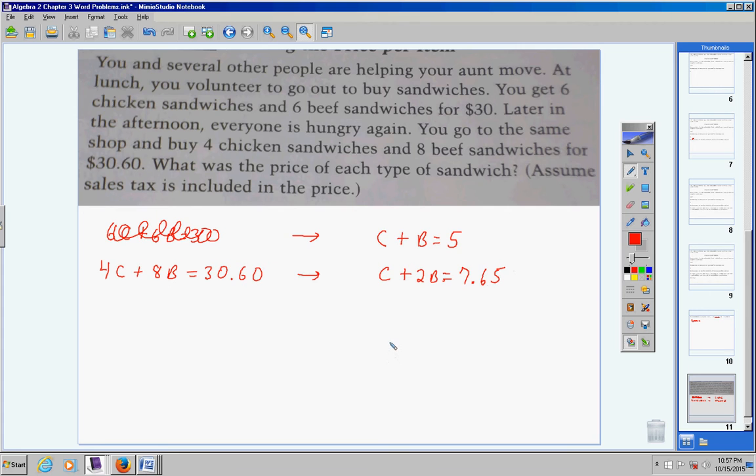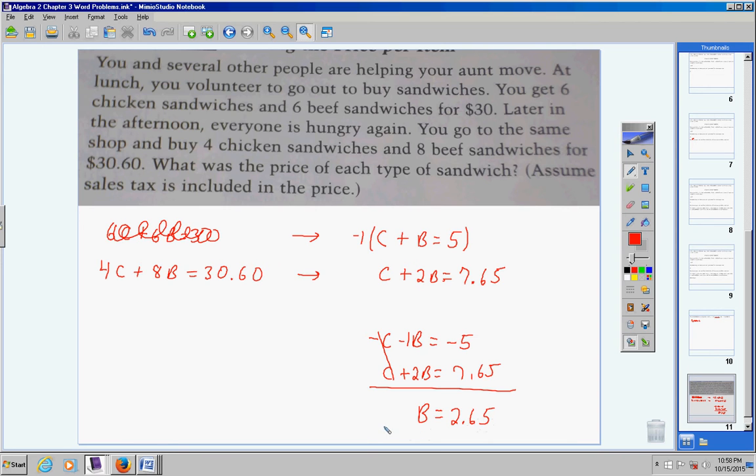In fact, I can solve this now using linear combination. If one of my C's was negative, then my C's would cancel out. So I'm going to multiply the top equation, or the bottom, it doesn't matter, by a negative 1. So when I do that, my top equation becomes negative C, negative B, negative 5. My bottom equation stays the same. Your C's cancel. Negative 1B, positive 2B, that's 1B. Negative 5 and positive 7.65 would be 2.65.